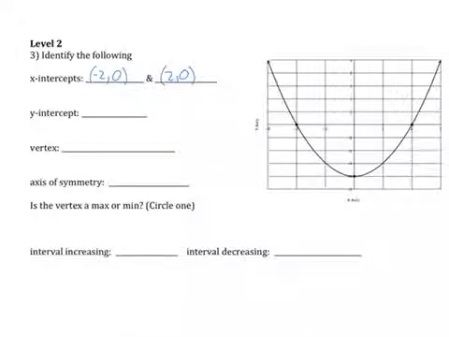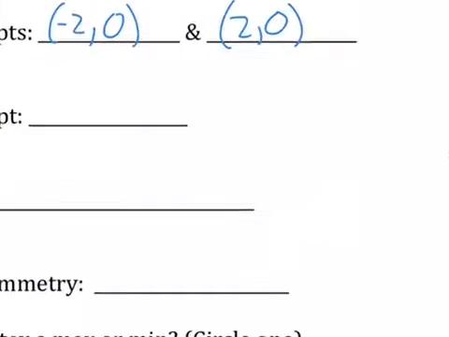So now we want to take a look at where our y-intercept is. So where does it cross our y-axis, that vertical axis? It's going to cross right down here. And that's actually going to be the point (0, -4).